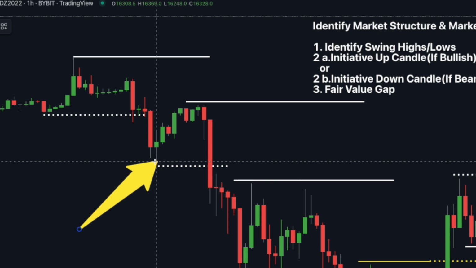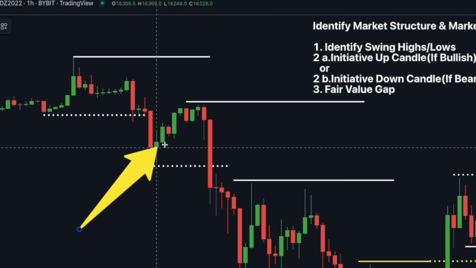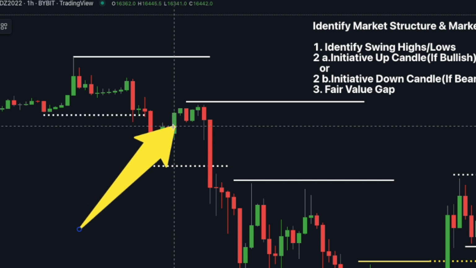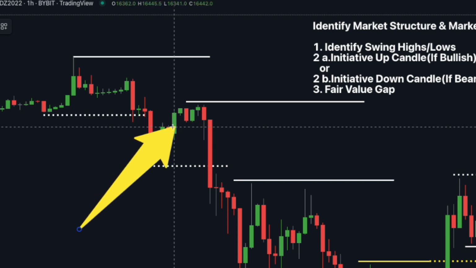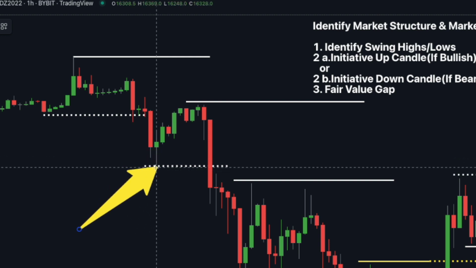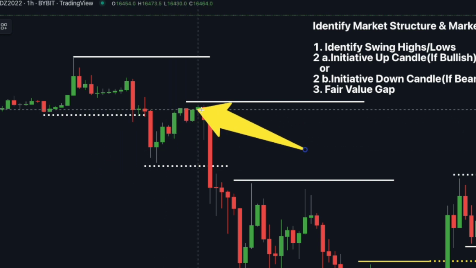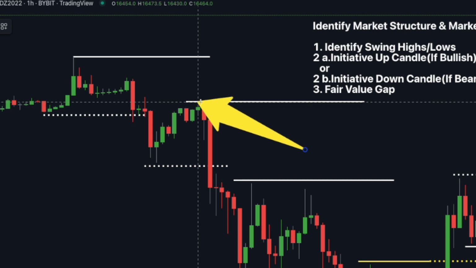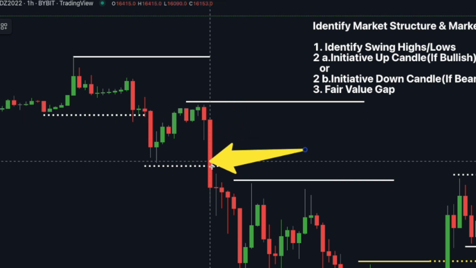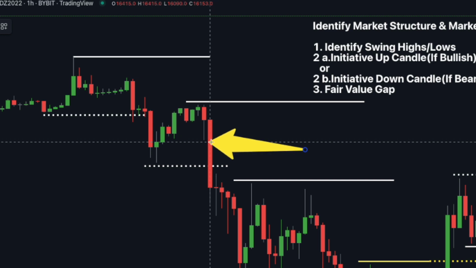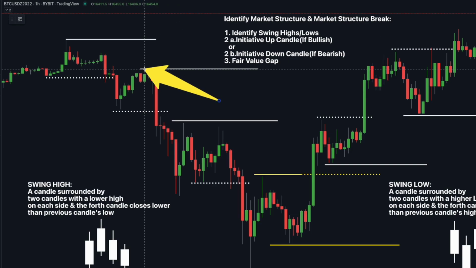Here again we can see that this candle's low is lower than the two candles that are surrounding it, and on this candle price in fact gets a close above that third candle's high, and that's why we have a confirmed swing low formation. Price then continues with this rally, and on this candle we can see that this candle's high is higher than the two candles surrounding it, and on the fourth candle price has in fact closed below the third candle's low, and we have a confirmed swing high formation.